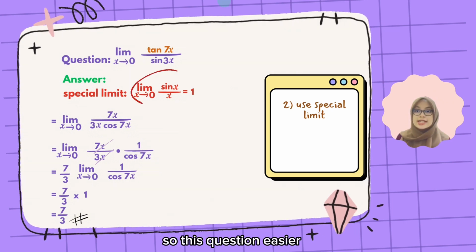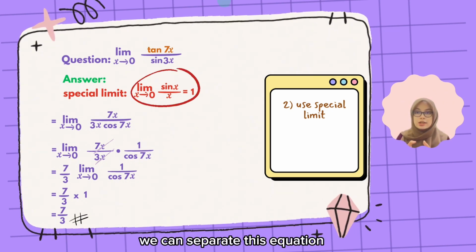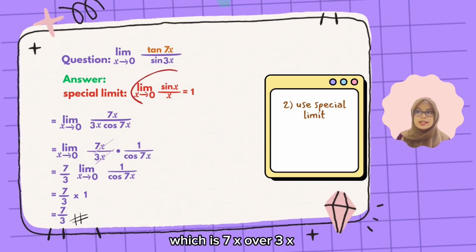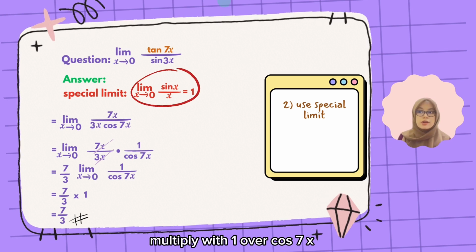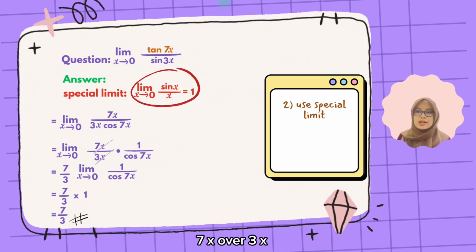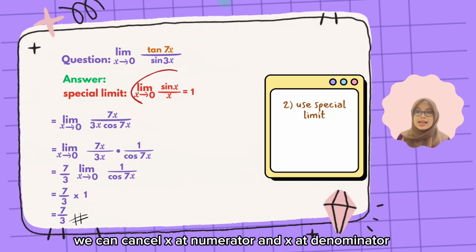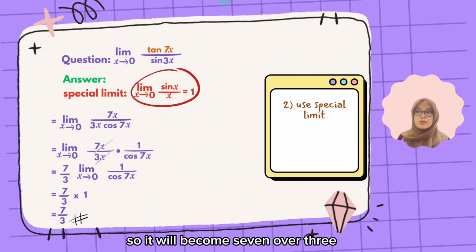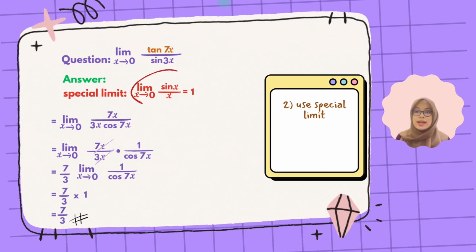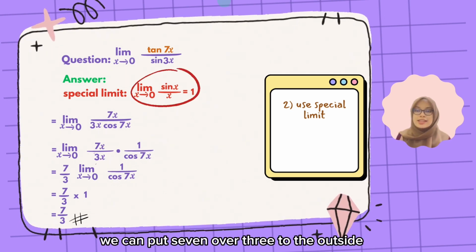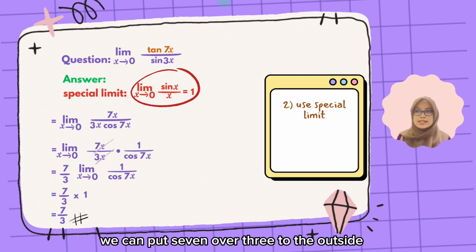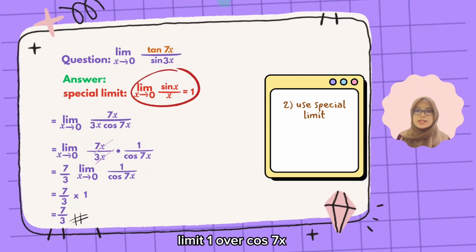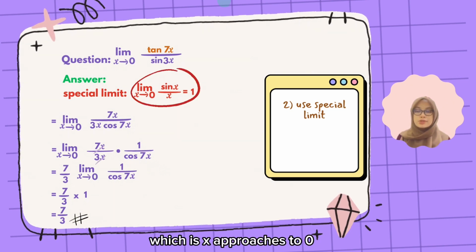To solve this question more easily, we can separate this equation into two parts, which is 7x over 3x multiplied with 1 over cos 7x. For 7x over 3x, we can cancel x at the numerator and x at the denominator, so it will become 7 over 3. To make it easier, we can put 7 over 3 outside. So it will become 7 over 3 times the limit of 1 over cos 7x, where x approaches 0.